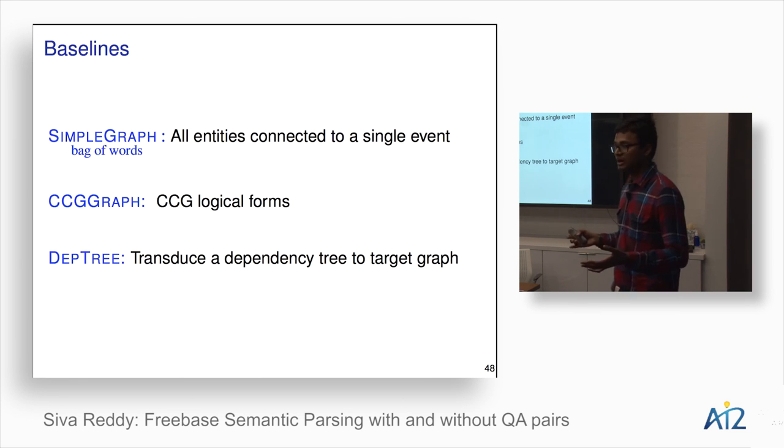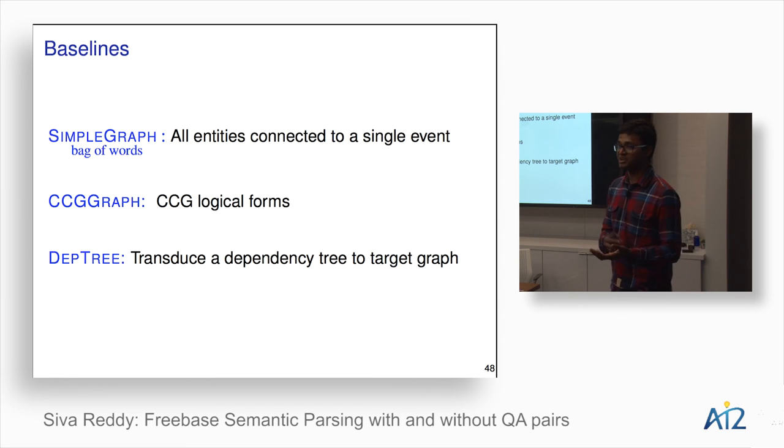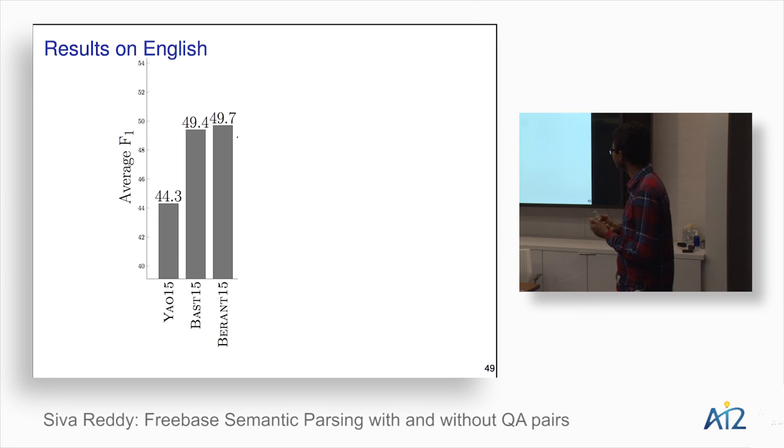And the other question you could ask is, why do all this? Why don't you directly take a dependency tree and directly match the dependency tree to Freebase? You don't have to convert the dependency tree to logical form and then do the matching. So we also directly transduce a dependency tree to the target graph.